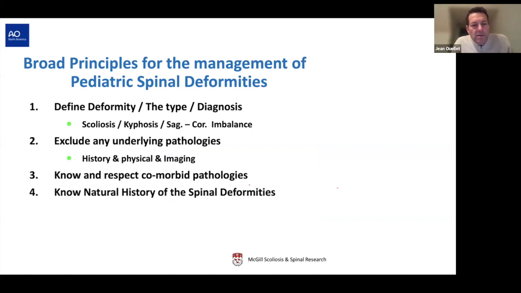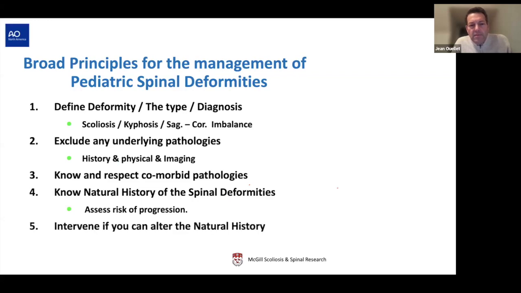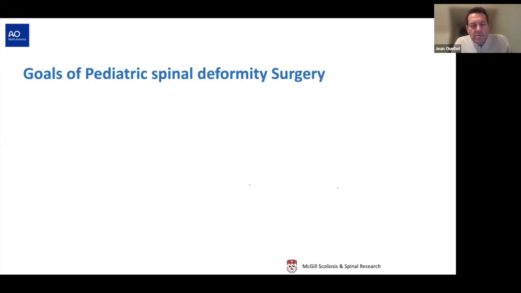At the base, you need to understand the natural history of each spinal deformity. As they're all different, they will progress differently, and therefore your management has to change. Assess the risk of progression. Intervene if you think you could alter the natural history.